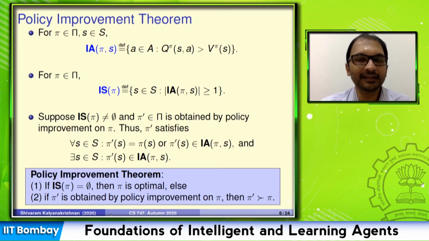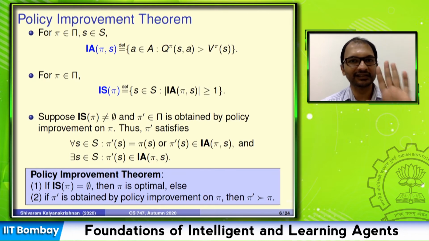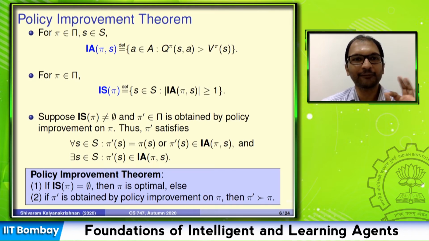On the other hand, if pi does have at least one improvable state, then certainly we can do policy improvement on pi. At least for that one state, you can pick a different action. If you have multiple improvable states, you can, if you want, pick multiple improving actions and go from pi to pi prime. Doesn't matter how you do this, as long as you do this consistent with the rule that you must switch at least one improvable state to some improving action. All the other states you can either retain or switch to an improving action. If you follow that, then the pi prime that you get by doing policy improvement will strictly dominate pi.